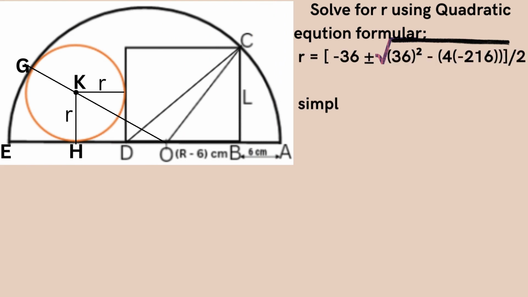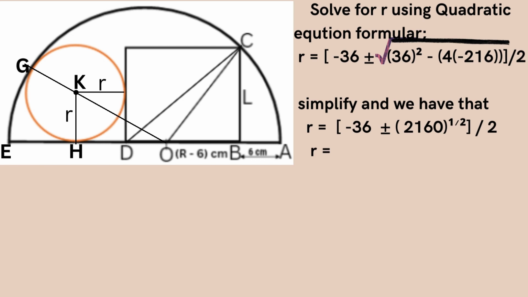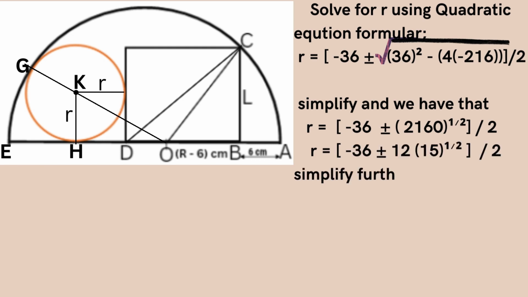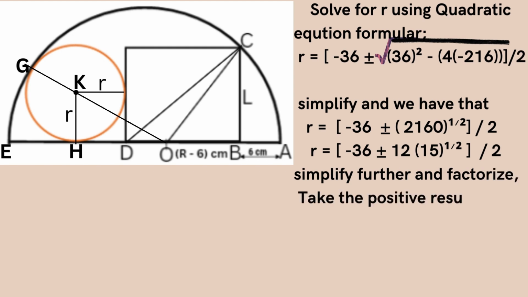Solve for R using the quadratic formula. Simplify further and factorize. Take the positive result. R, the radius of the red inscribed circle, is equal to 6 times the positive difference between the square root of 15 and 3, in centimeters.